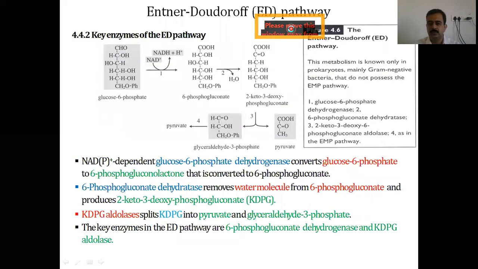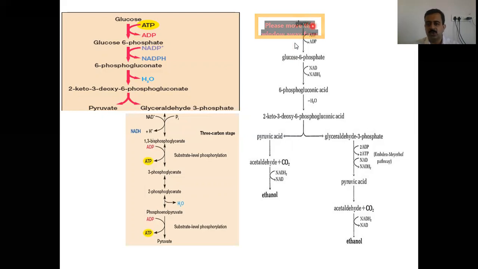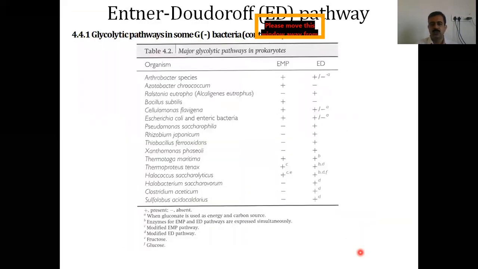Now, in this mechanism also, glucose is converted to glucose 6-phosphate, similarly here. The pyruvate generated here can go to acetaldehyde plus CO2, and ethanol is produced. So this pathway is generally utilized during fermentation and formation of ethanol takes place. Now, there are organisms which can follow both pathways, for example Agrobacterium and Arthrobacter species, which can follow the EMP as well as the ED pathway.